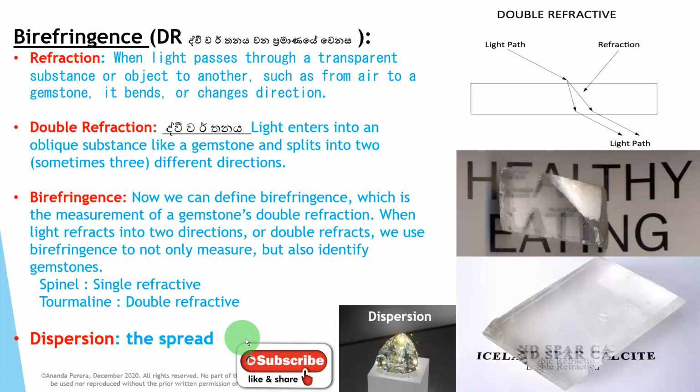Then the dispersion. What is dispersion? Look at this. This is a diamond. This diamond gives the dispersion. The light is spreading around the gemstone, giving brilliance, luster. It is called dispersion. The spread of the light.